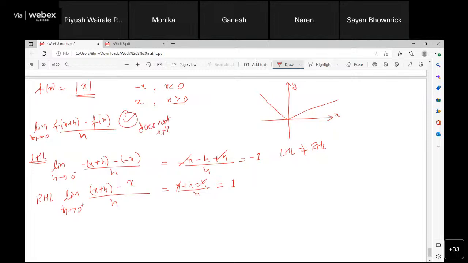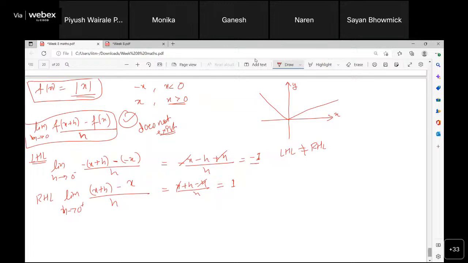So I can say it is not differentiable when x equals to 0. This is the way to check that. Just keep this in mind: in any question, if you want to check for differentiability, just put this limit and try to find out if it exists. If the limit exists, then it is differentiable. Otherwise, it is not differentiable. Here I'm getting minus 1 for the left hand limit and my right hand limit is 1, so it is not equal. The limit does not exist, which means my function is not differentiable.